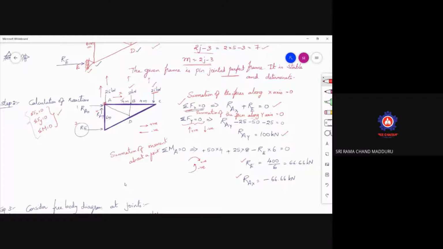Now, what is the next step we are doing? First of all, is to understand whether the given frame is a stable structure or an unstable structure.